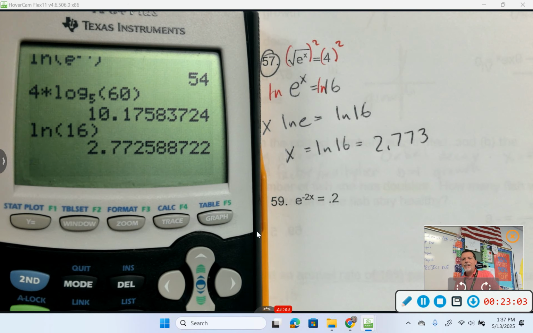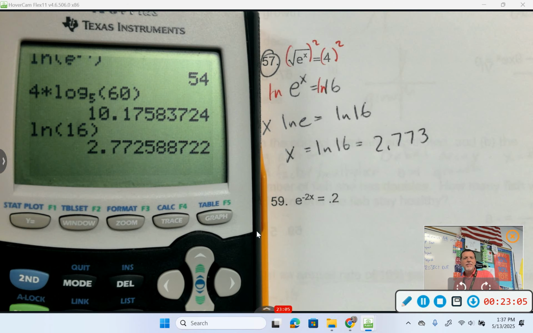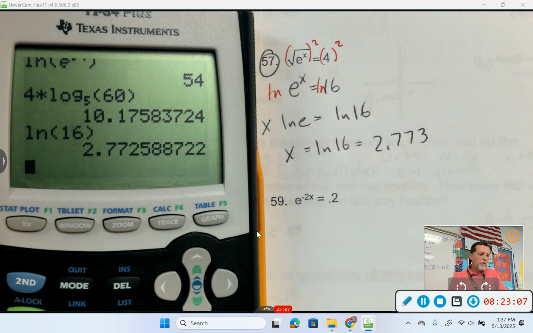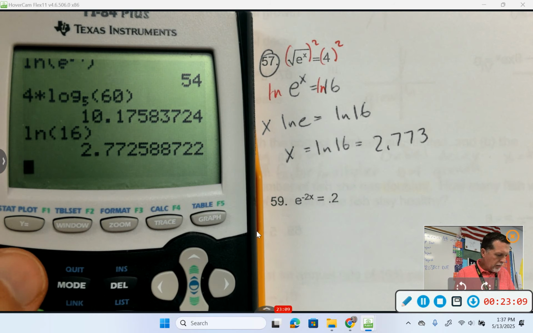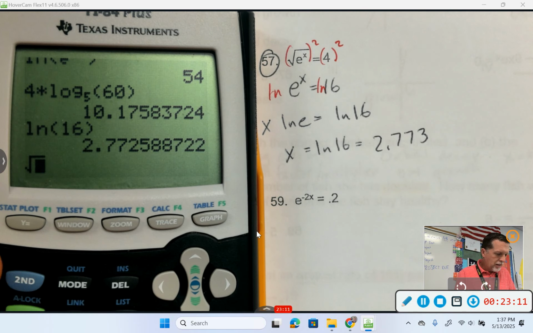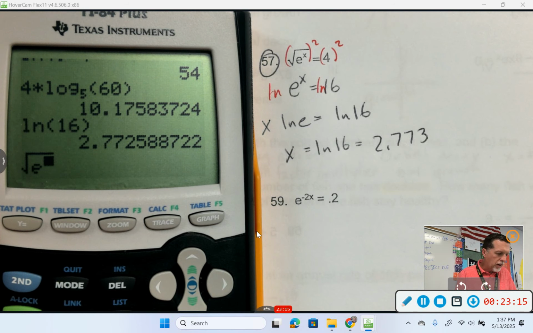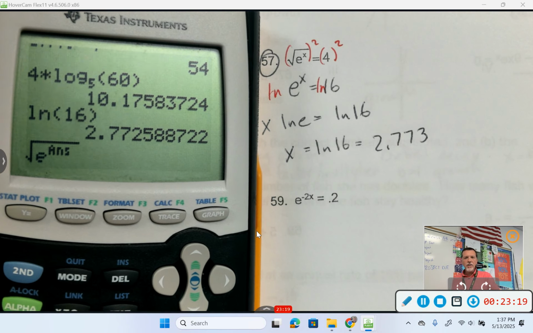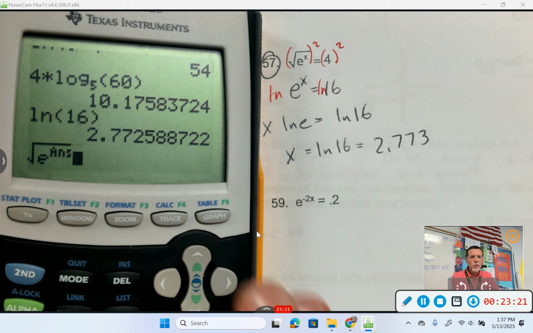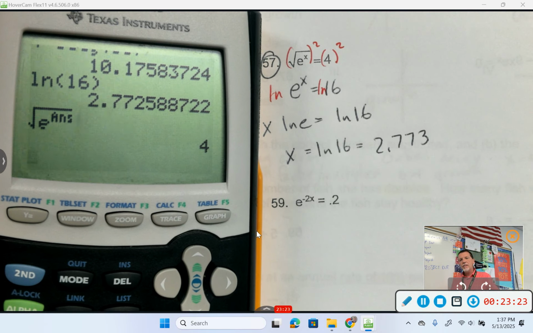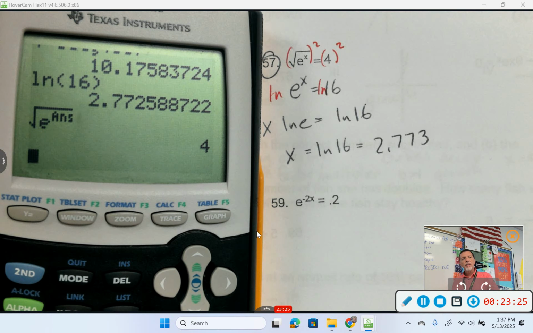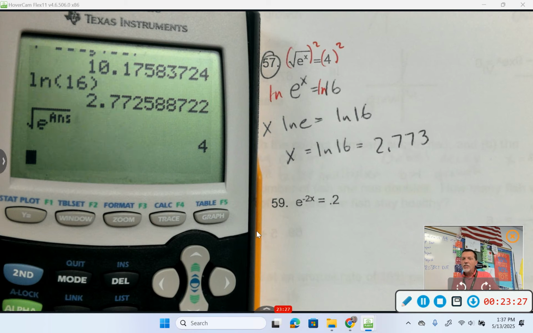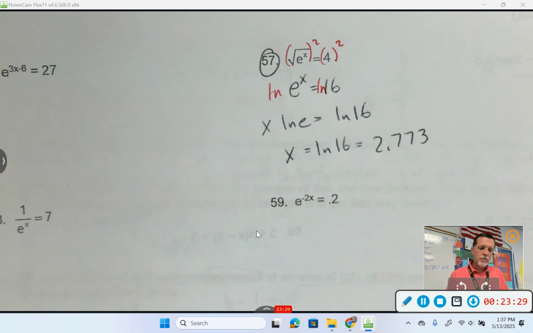And again, weird problems. Hadn't seen something quite like that before. I'm going to check that because, honestly, I don't have the answer key right with me. So just to make sure we did this right: square root of e to the answer is supposed to be 4. And it is, so we got it right. Again, you don't have to check, but man, it sure makes you feel good about the answer.